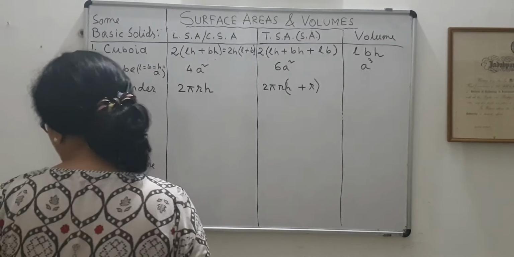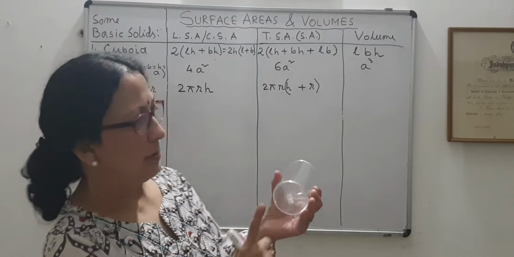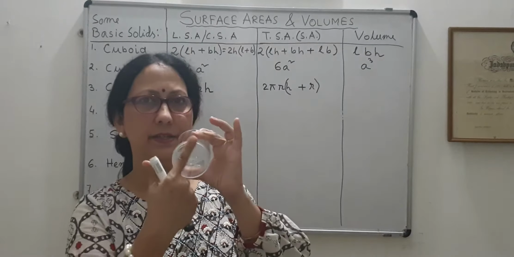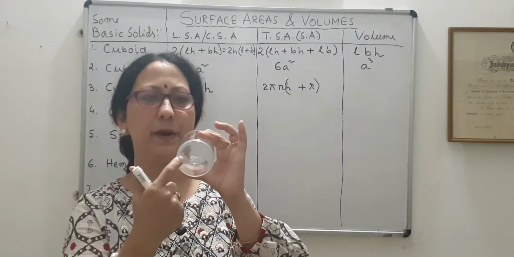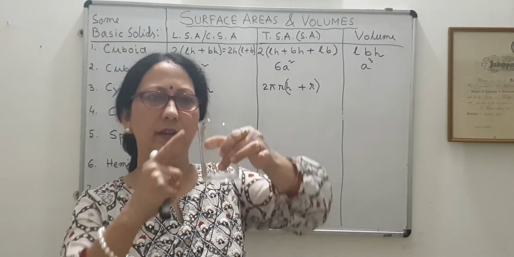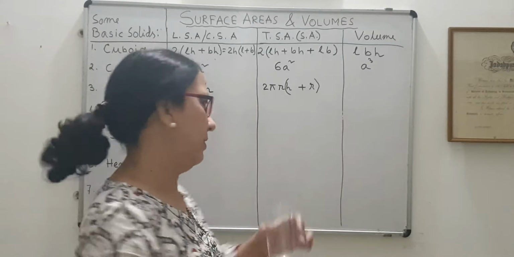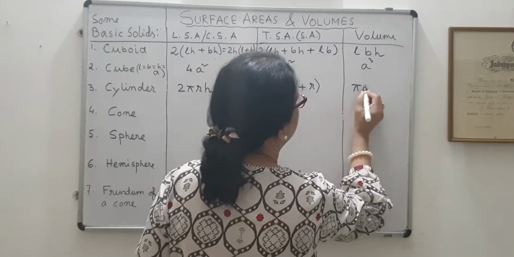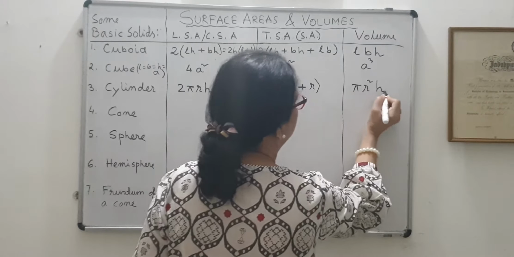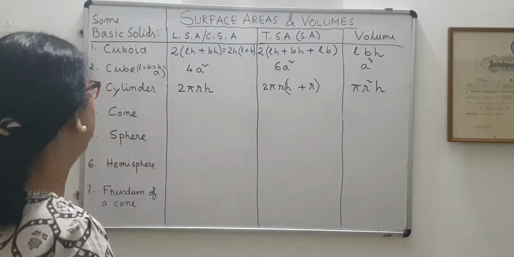And the volume of a cylinder will be the base area into height. What is the base area? The area of a circle of radius r is pi r square. So pi r square into the height of the cylinder. So the volume is pi r square into h. Base area into height, that you should remember.